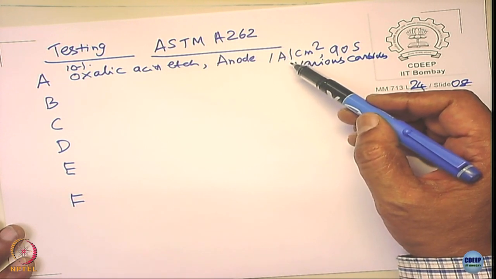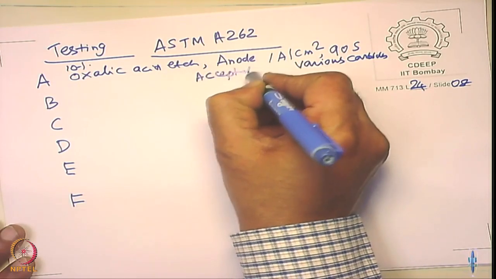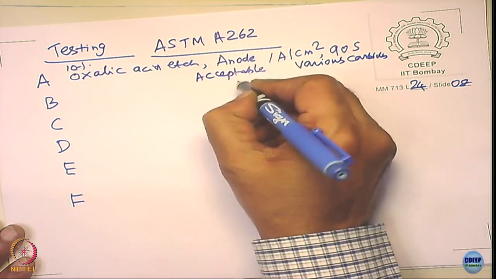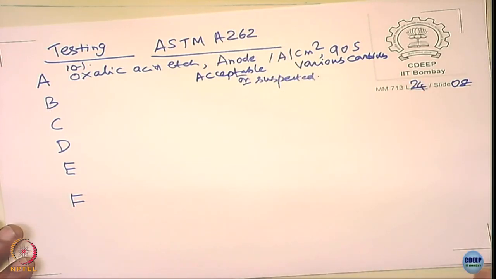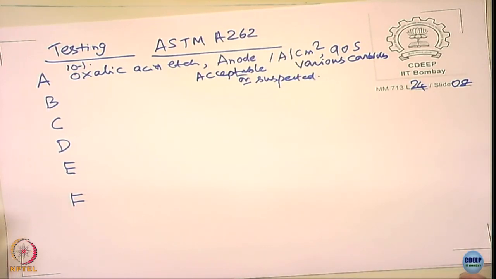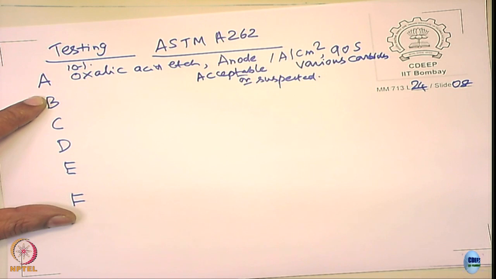And this one talks about acceptable or suspected. Acceptable means there is no sensitization. If it is a dual or disc structure, that means you may do further tests with B, C, D, E, F to confirm whether the material is good enough for application. If the oxalic acid test shows a dual structure or disc structures, you need to do this test actually.